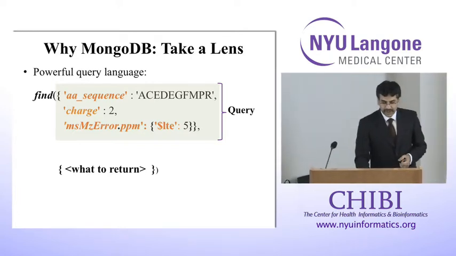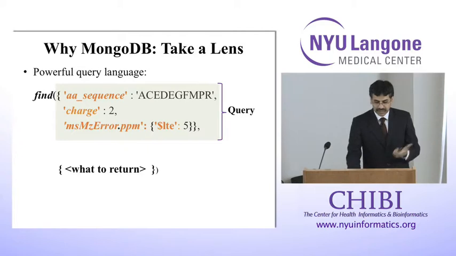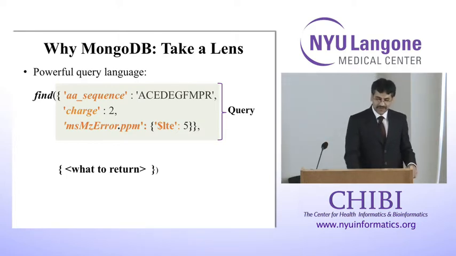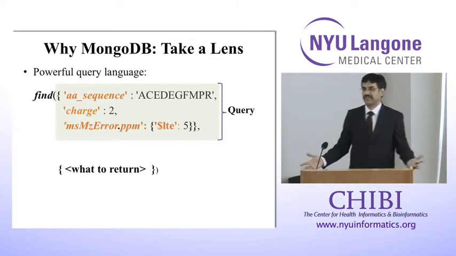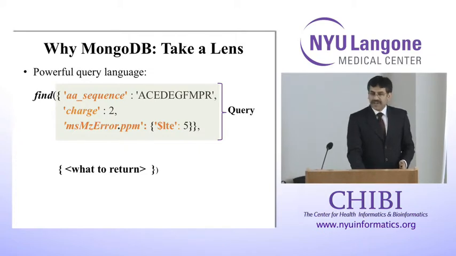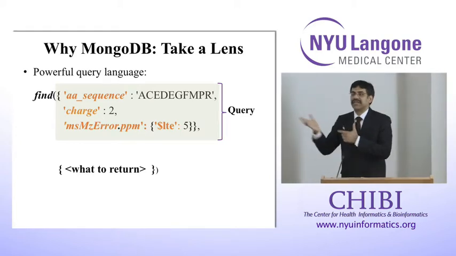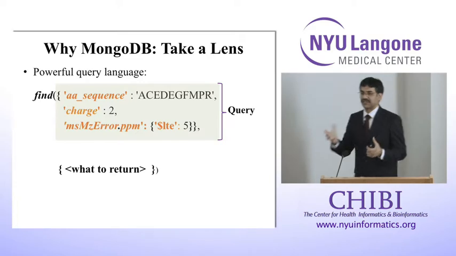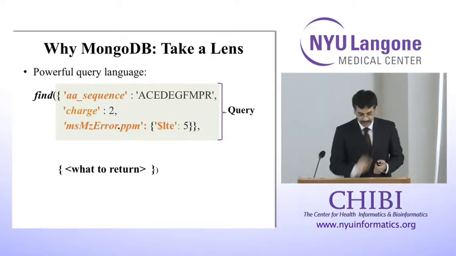For example, here I'm asking my collection to find me all the amino acid sequences, all the documents which have the amino acid sequence A, C, D, E, G, F, M, P, R, which have a charge state of 2 and which have a parts per million error less than 5. Okay? So we can have simple exact match queries, or we could have more complex operations like inequalities or range queries or regular expression queries over peptide sequences or text. So we can do many complex kinds of queries.